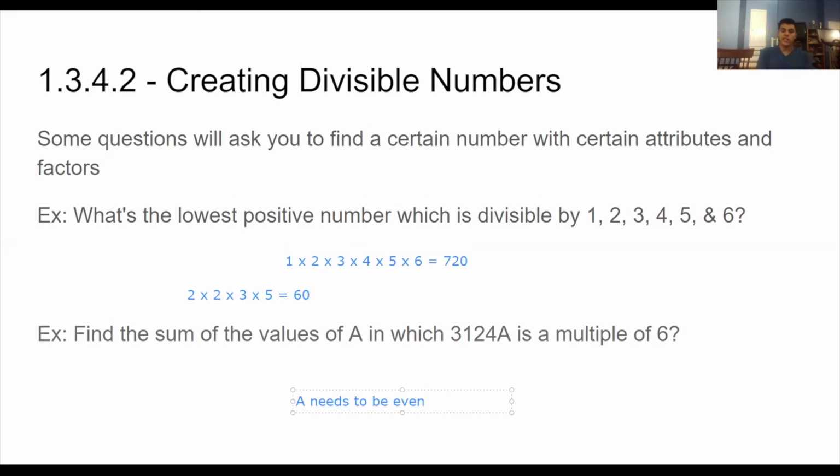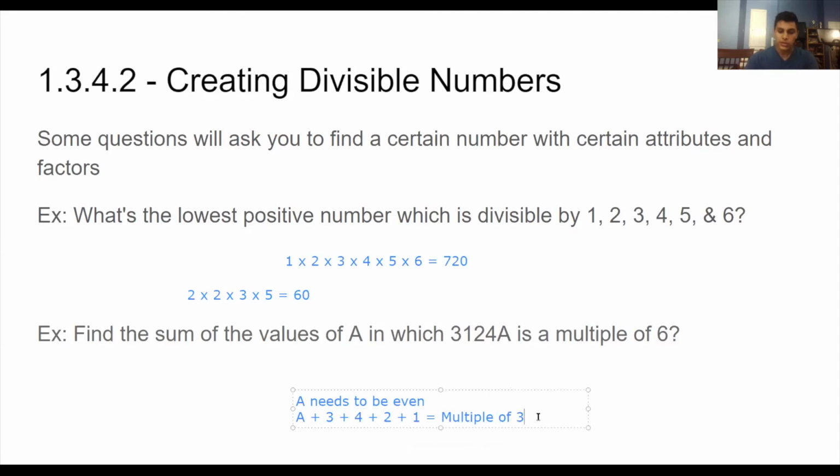Because if it ends in an even number and A is the last digit, that's what we call a unit digit, then the number will be divisible by 2. And then in order for it to be divisible by 3, A plus all the other numbers, so plus 3 plus 3 plus 4 plus 2 and then plus 1, needs to equal a multiple of 3. Multiple of 3.